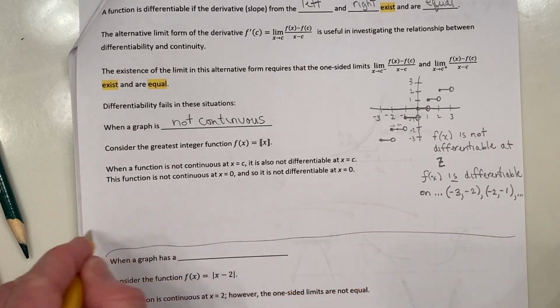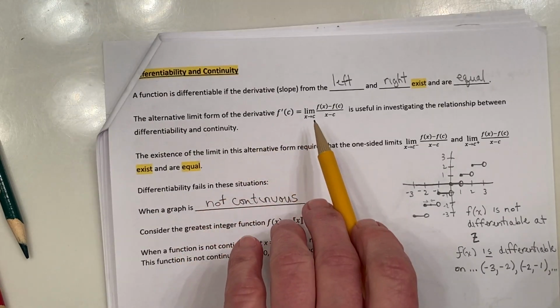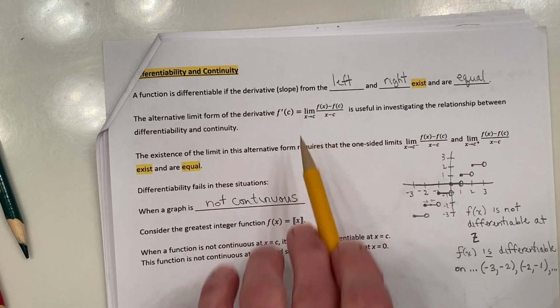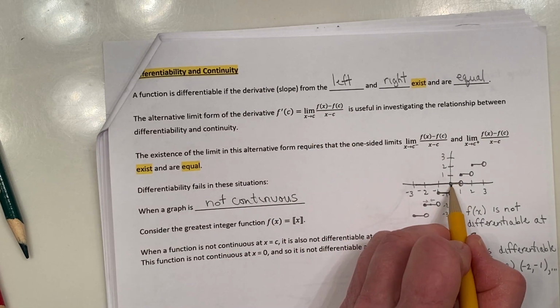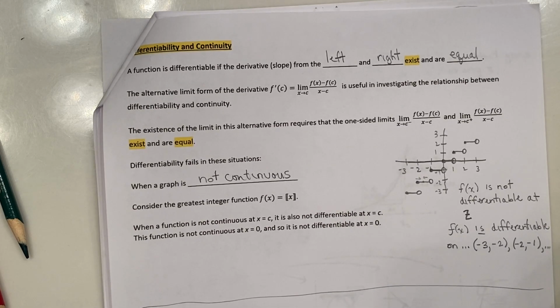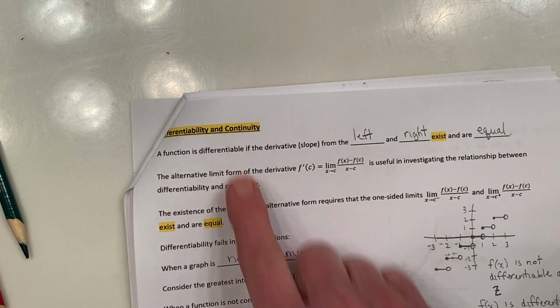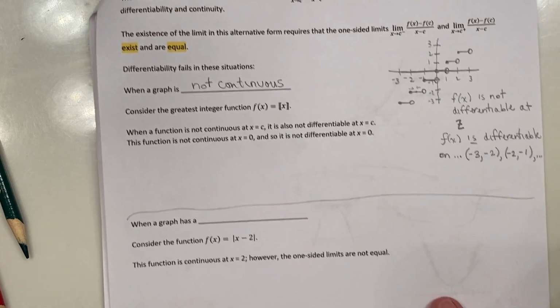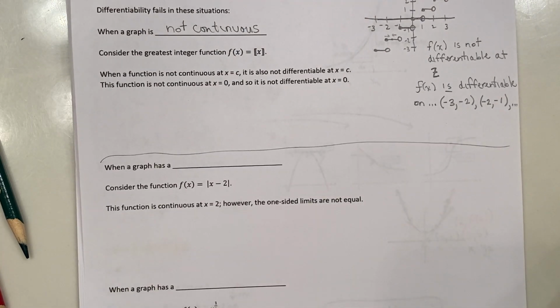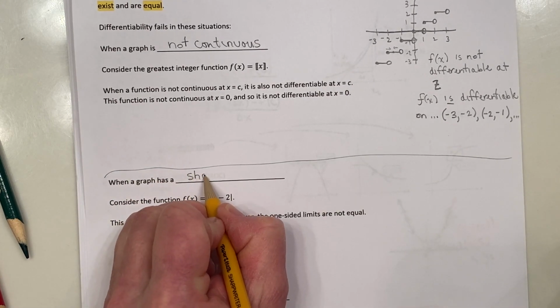Now there is more that I put here, and it actually goes through using this alternative limit form of the derivative to prove at x equals 0 that the slope from the left and the right, one does not exist. The other slope is 0, so a function is then said to be not differentiable. Another case where a graph would not be differentiable is when a graph has what we call a sharp turn.